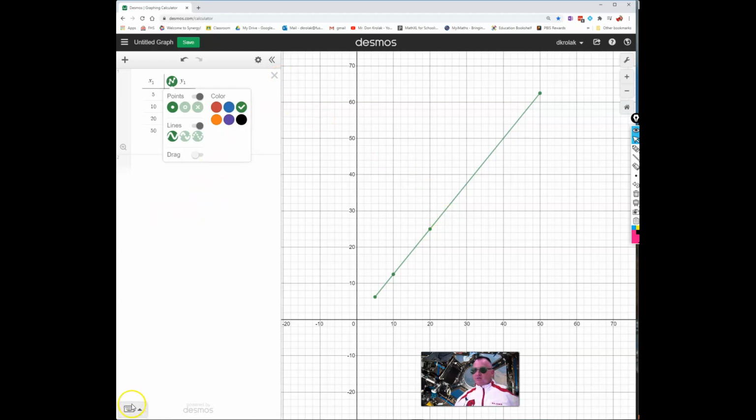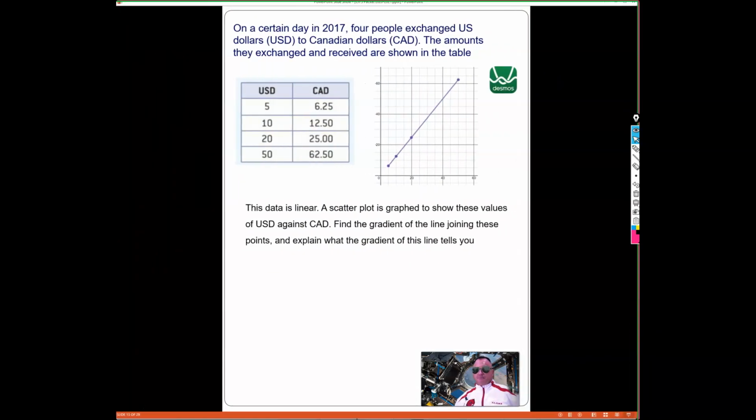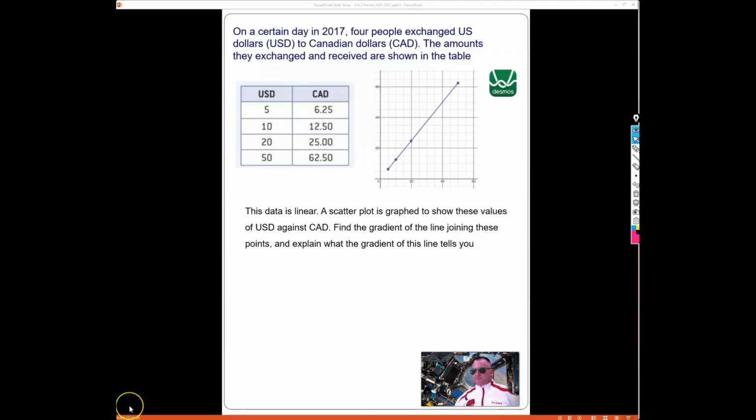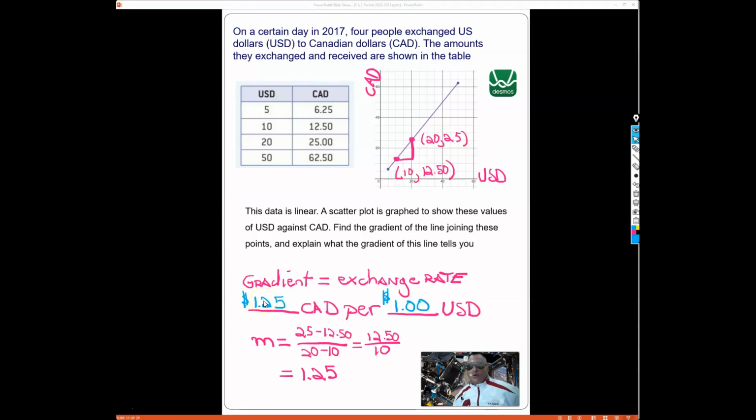So let's go back to our slide now. To get our gradient, we picked 2 points, and I did my gradient formula, and I got 12.5 divided by 10. Divided that out, I get 1.25, which means I get $1.25 Canadian per $1 US.